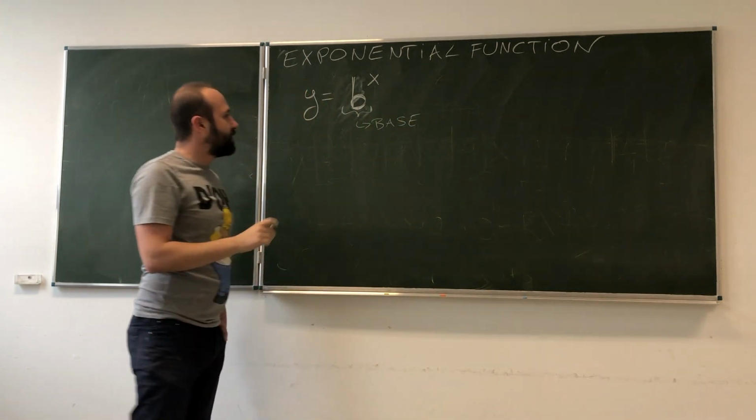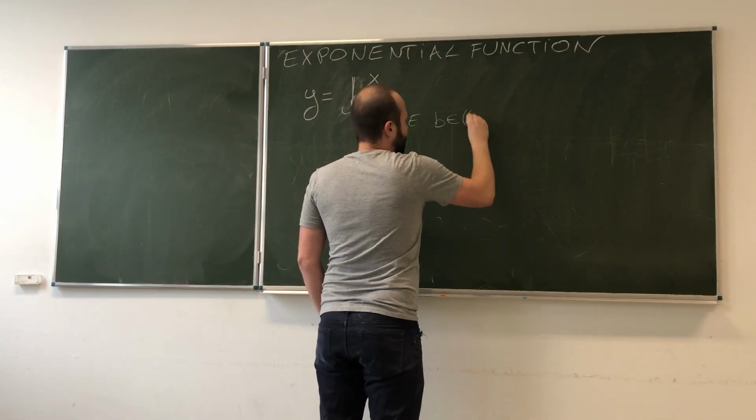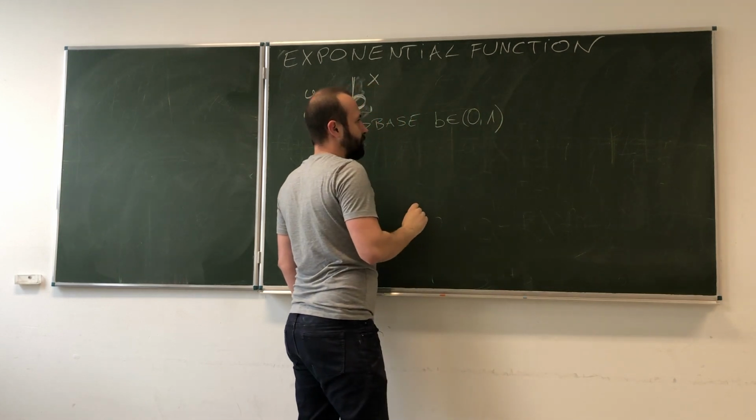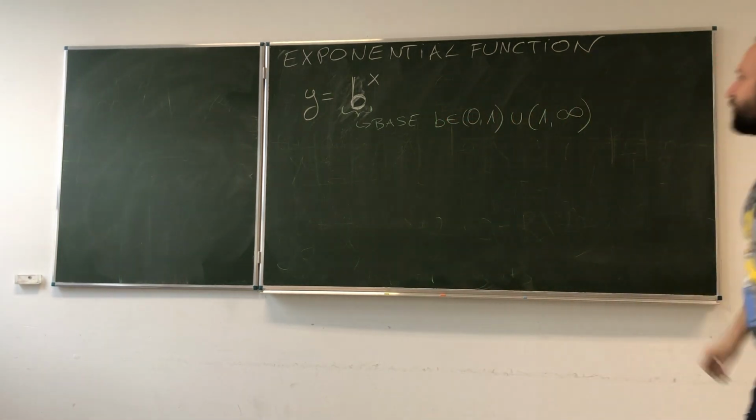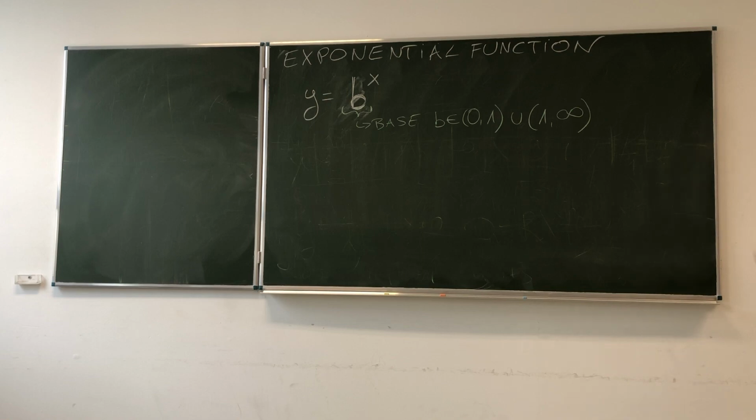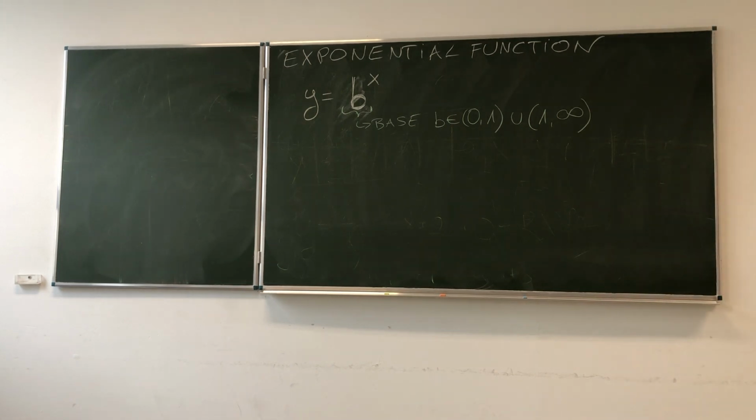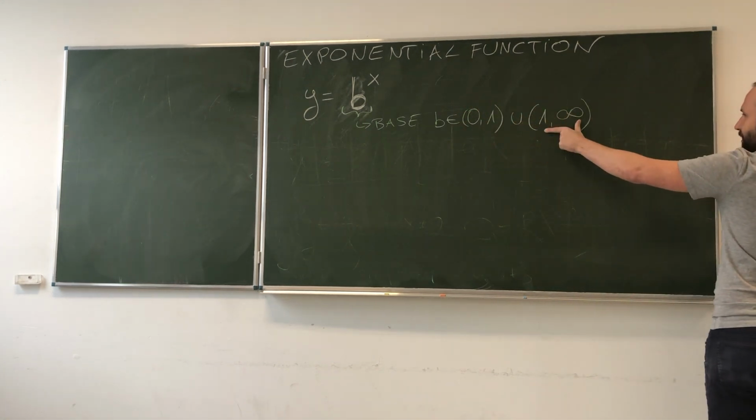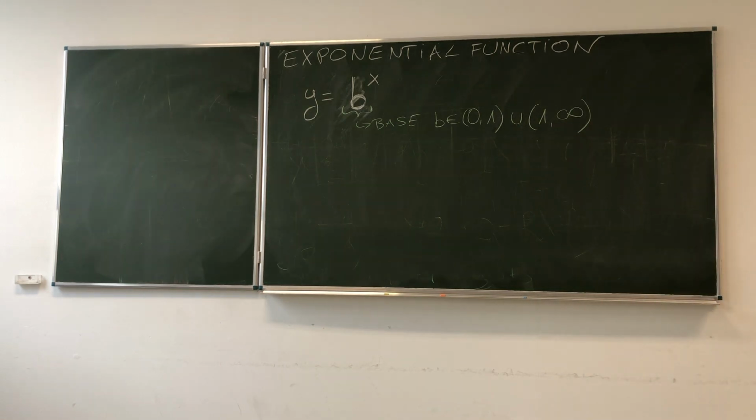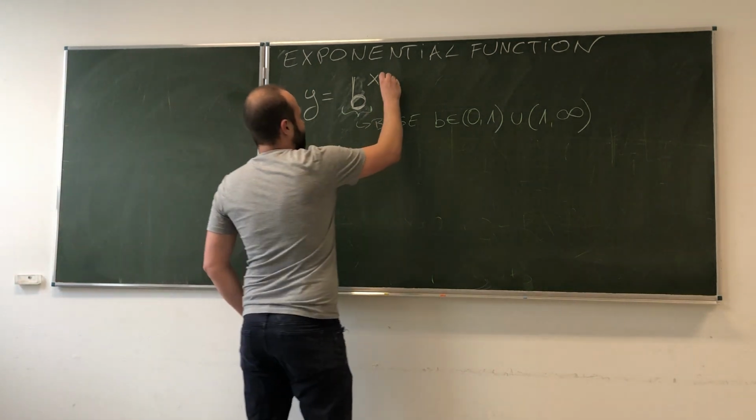From this moment on, we are assuming that b is either between 0 and 1 or between 1 and infinity. We are not allowing negative values, and we are not allowing 0 and 1, because in those cases we would get just constant functions. We don't need this. The only values permitted are those between 0 and 1 and those between 1 and infinity. The upper part of the function we call the exponent.